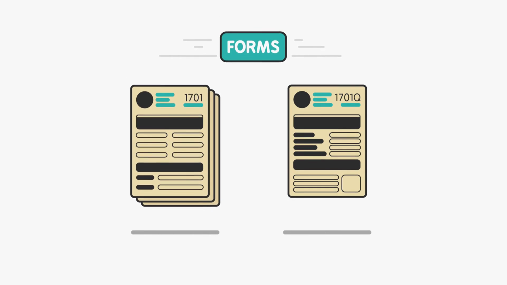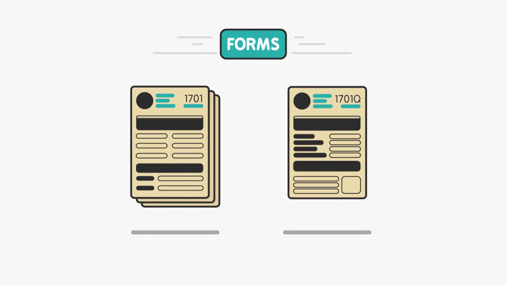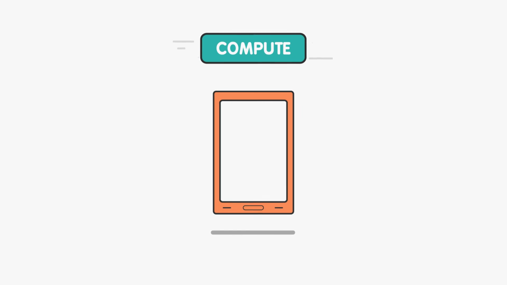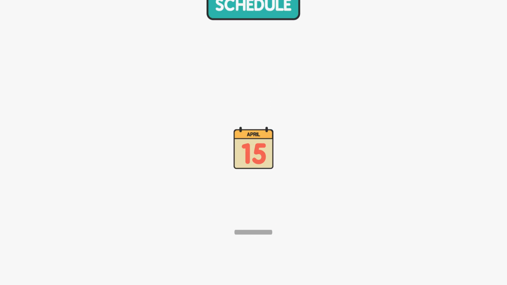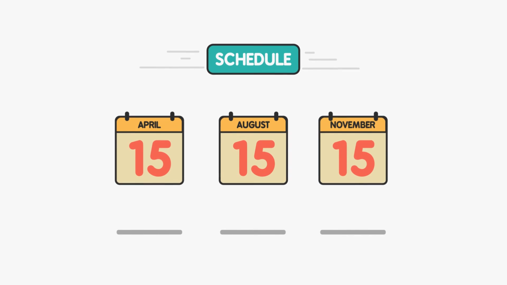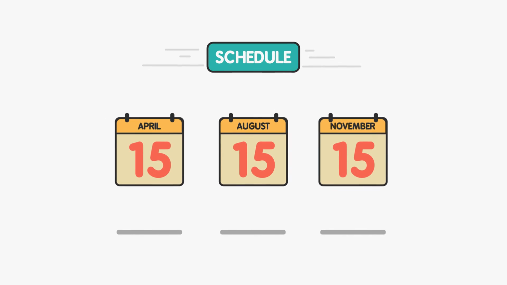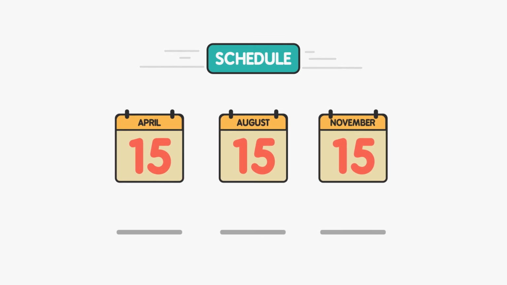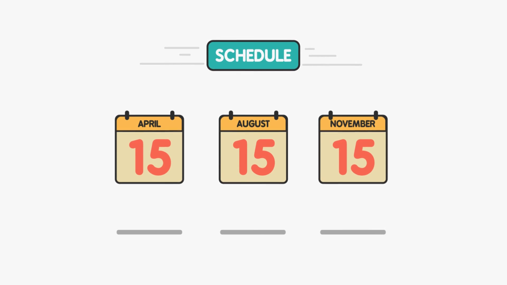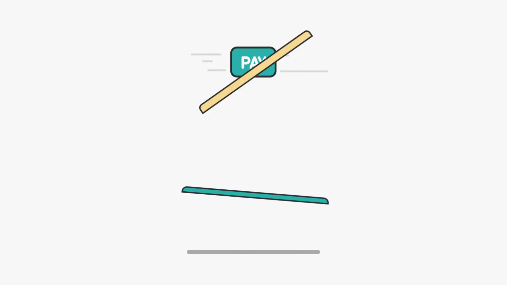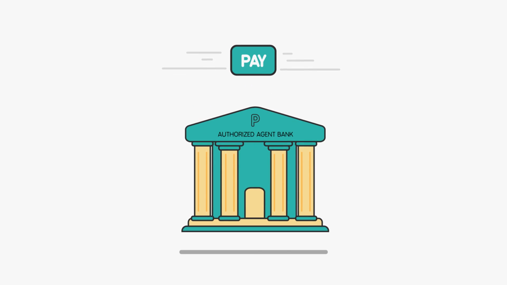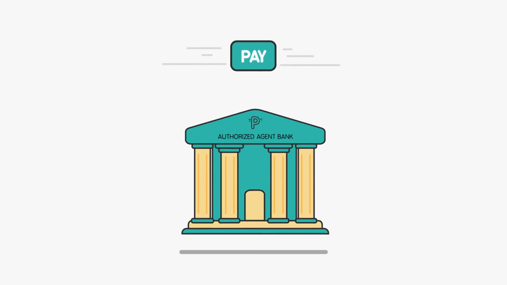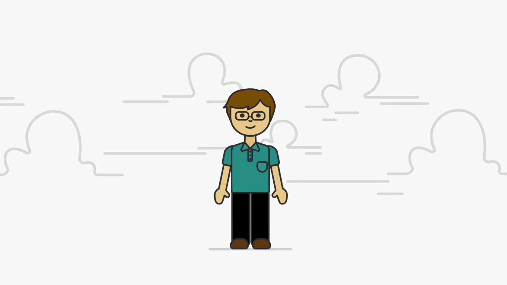To wrap up, don't forget these steps. Step 1. Familiarize and understand the purpose of forms needed for your income tax. Step 2. Compute your income tax through the Thumbtax mobile app. Step 3. Keep track of the schedules on filing your income tax. Remember, April 15, August 15, and November 15. Step 4. Head out to your nearest AAB to pay your taxes and receive a stamped copy of your validated form after payment. See? No sweat.